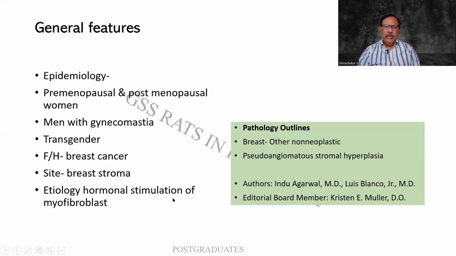Etiology is hormonal stimulation of the myofibroblast. That is why you find that in the premenopausal and postmenopausal, there is a peak. And this is a wonderful reference. I would like you people to kindly go through Pathology Outlines.